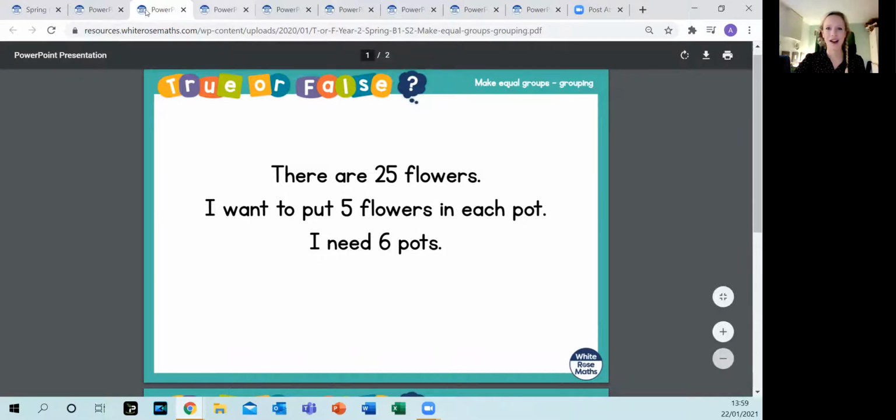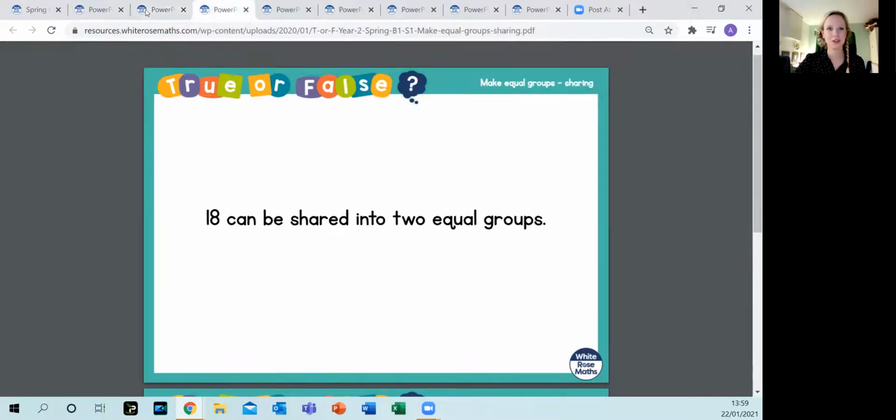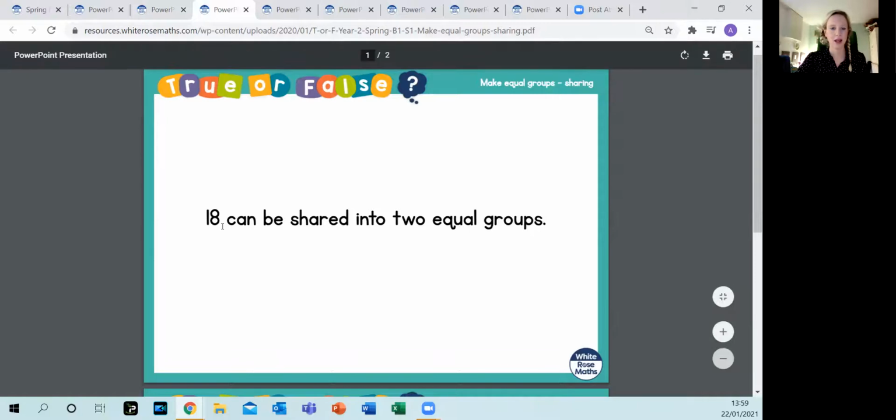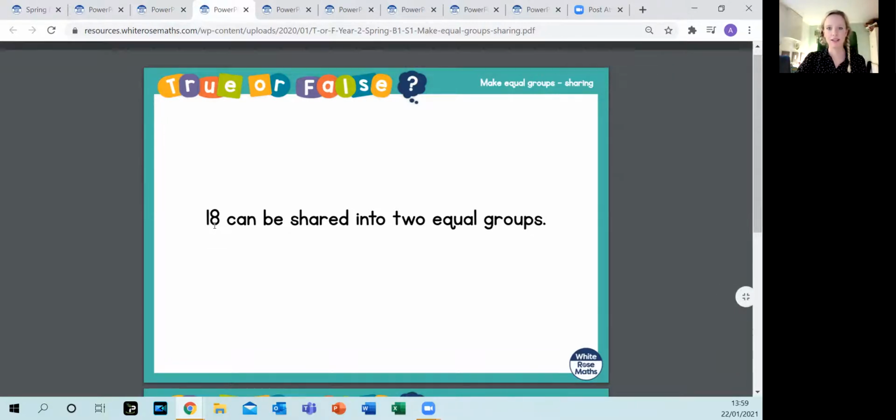Welcome back. Question 3. No pictures again to help us out. And just one sentence. 18 can be shared into 2 equal groups. True or false? Work it out. Put true or false next to number 3. Pause me now.